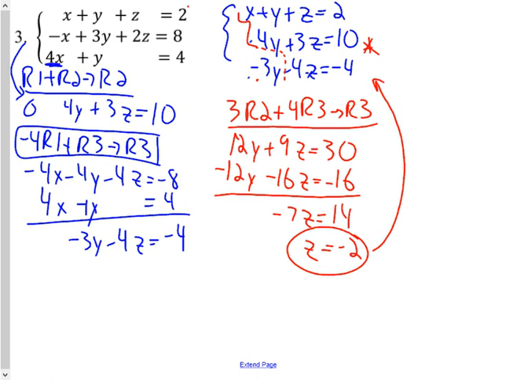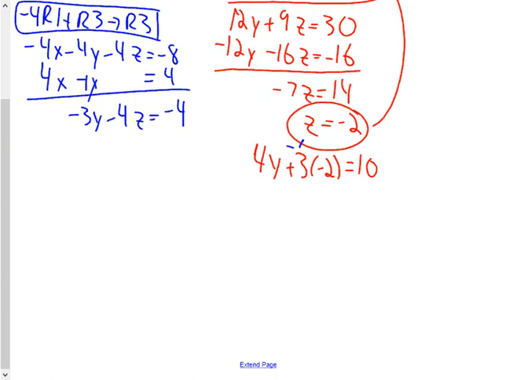So 4y plus 3 times negative 2 is 10. And again, that came from up here. We're like, where did that come from? Now that we found z, we're back here. So this is minus 6, plus 6 to both sides. 16 is 4 times what number? Y is 4.